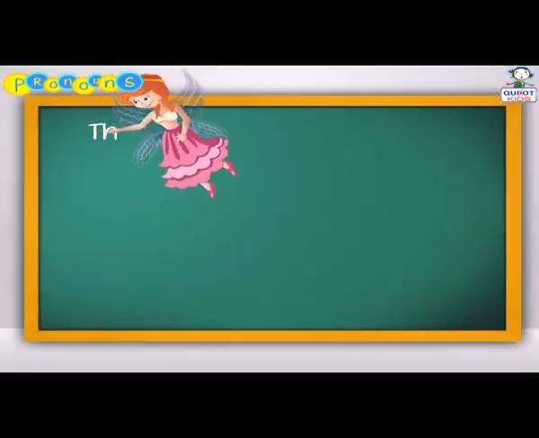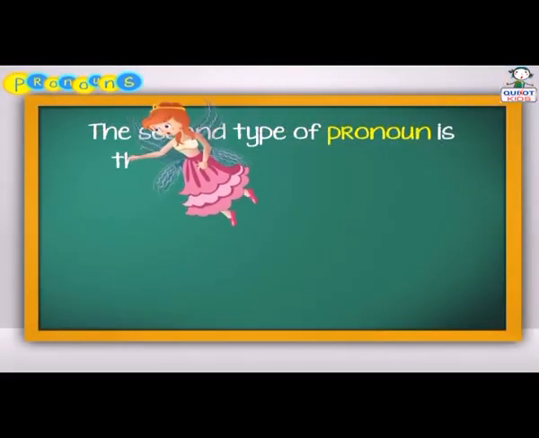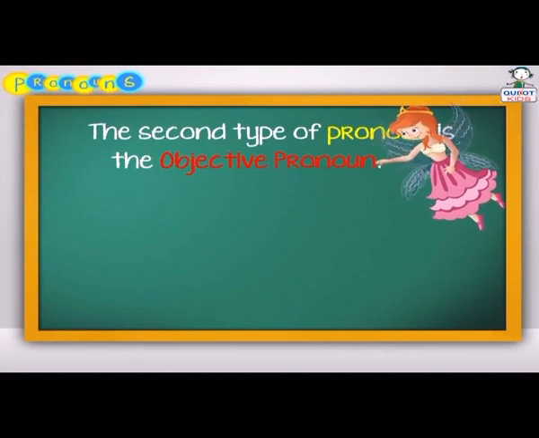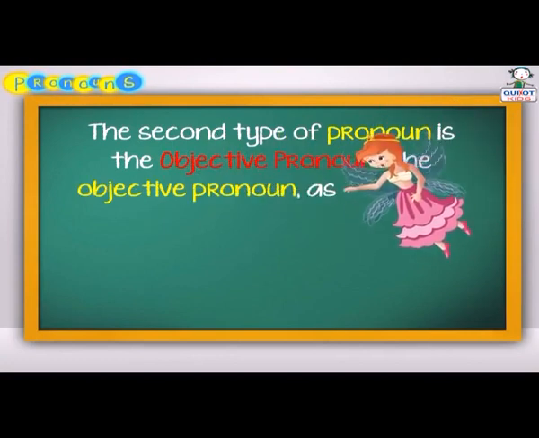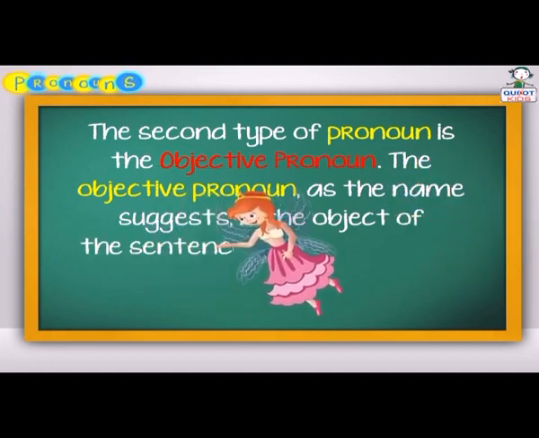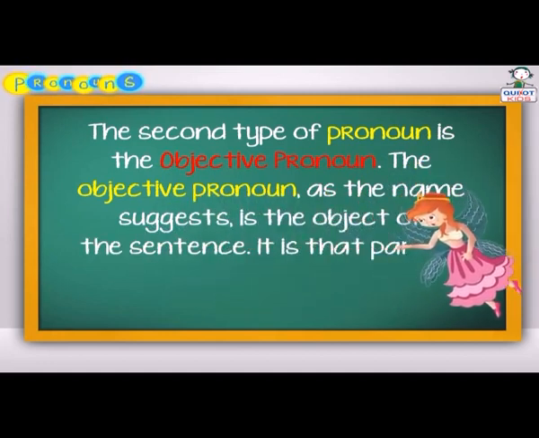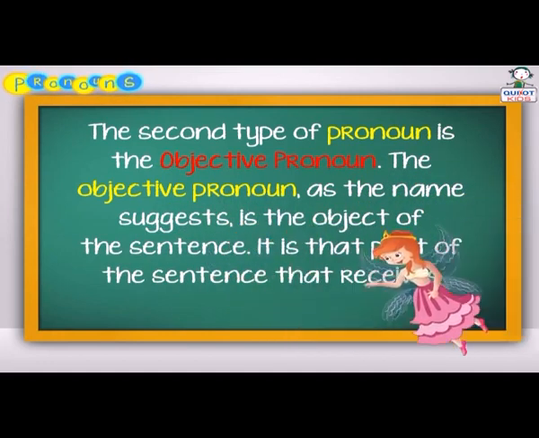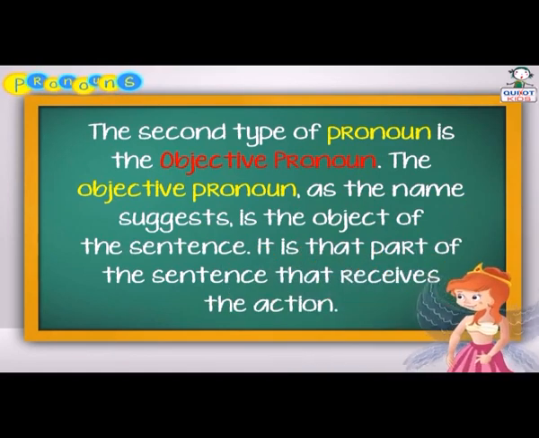Welcome, friends. The second type of pronoun is the objective pronoun. The objective pronoun, as the name suggests, is the object of the sentence. It is that part of the sentence that receives the action.